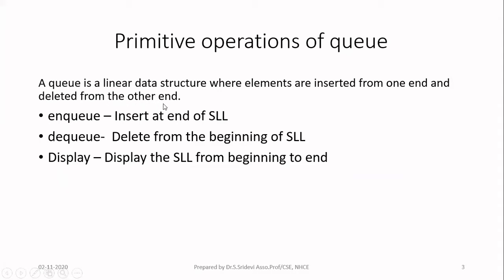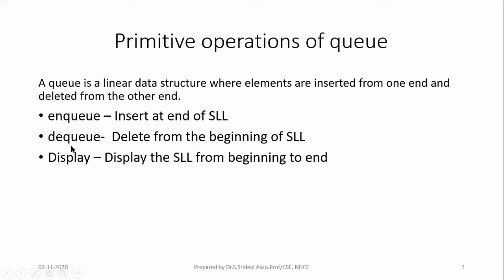So we are going to implement three primitive operations now. One is enqueue, another is dequeue, and the third one is display. In case of enqueue, remember, you are going to insert the element at the end of the singly linked list. Why I have written end of the singly linked list is, in case of enqueue, you are going to insert the element at the rear end.